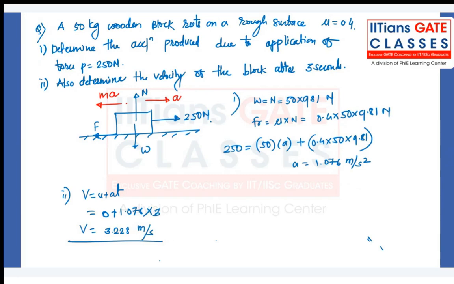Okay, anyone have any doubt? Yeah, 3.2 something is the correct answer. Yeah, maybe you're 2.4.